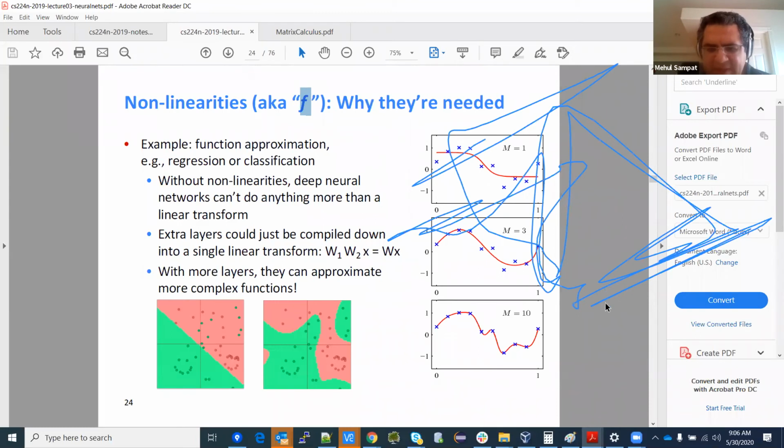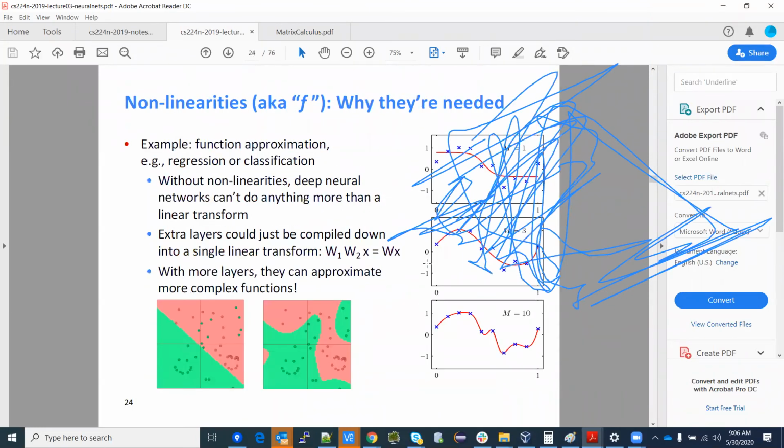Oops, what's that? Hey, so Mehul, while you're trying to get rid of that blue stuff from your screen, I've got a question for you.